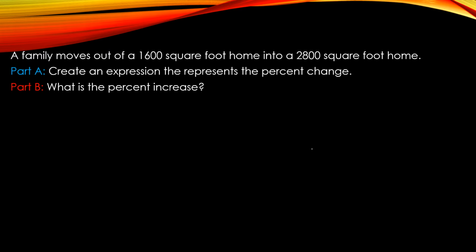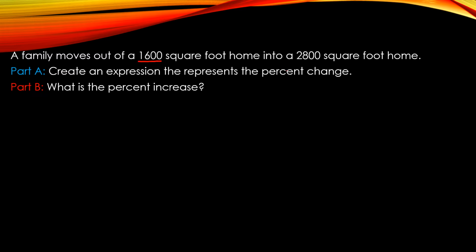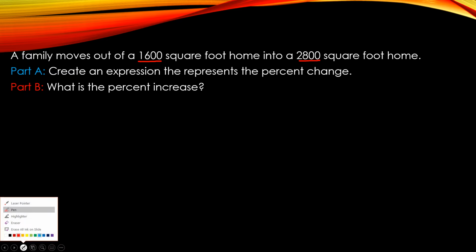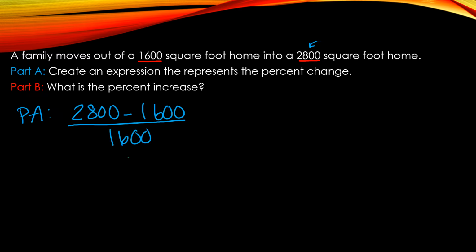So let's practice that. Here it says that a family moves out of a 1,600 square foot home and into a 2,800 square foot home. Part A wants us to create an expression that represents the percent change. Okay, so I have my new minus original. Their new home is 2,800 square feet and their original home is 1,600. And I'm going to divide it by my original value. So this right here is my expression.